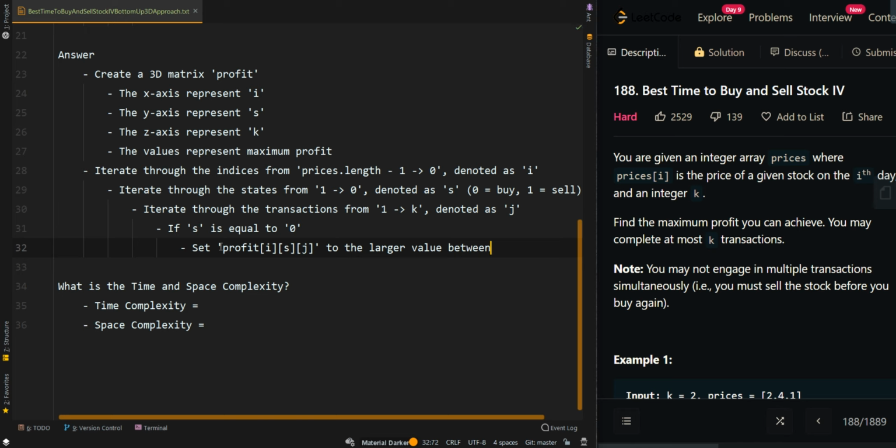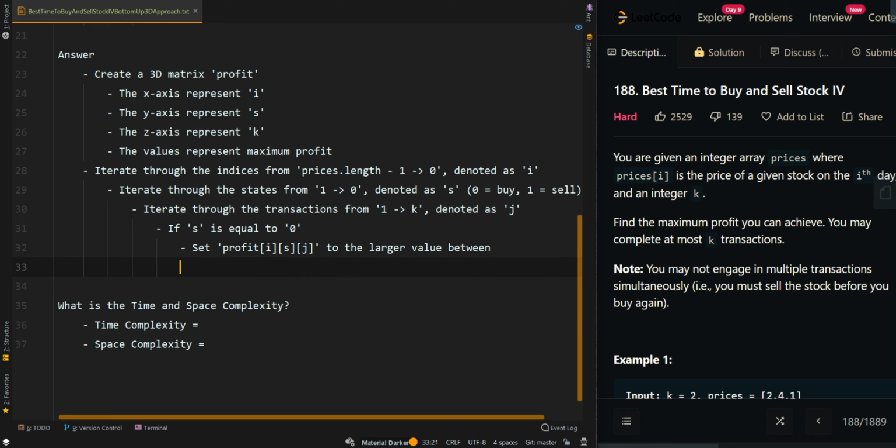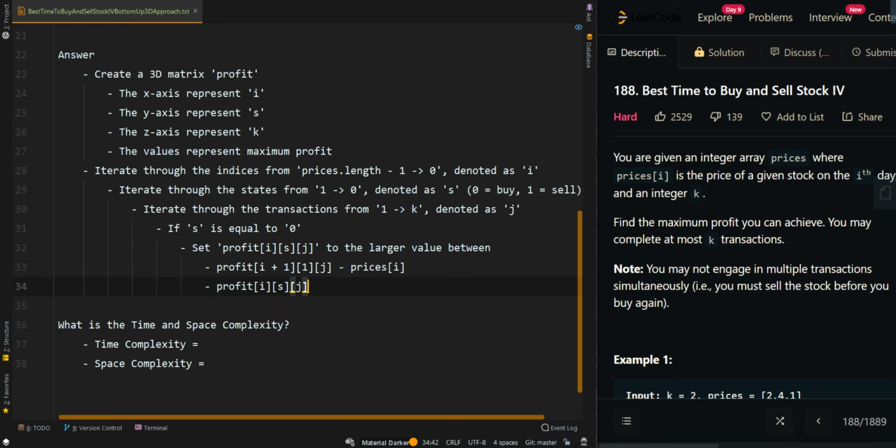between, if we buy the current price, then our index goes to I + 1, and then the state goes to 1, because we're currently in a buy state, we buy a stock, it's going to go to the sell state. The number of transactions stays the same because we need to buy and then sell in order to decrement the number of transactions we have left. And then we also need to subtract prices[I] because we bought the current stock, so the amount of money we currently have decreases. And also the maximum profit if we just skip the current stock, so we just move our index forward.